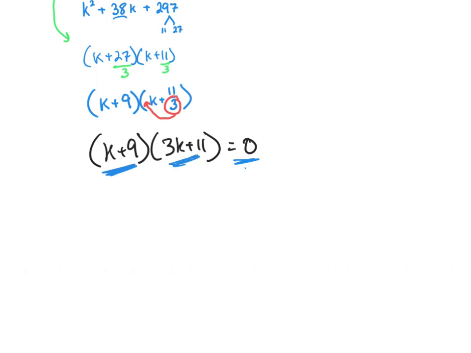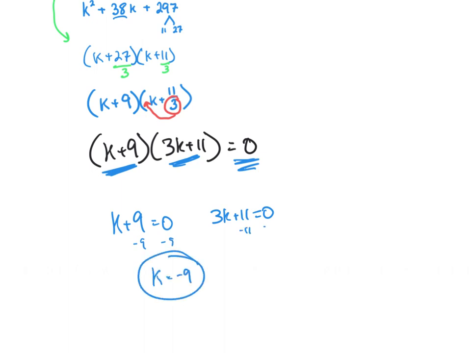If this group equals 0, the whole thing equals 0. So we're going to get k plus 9 equals 0, or 3k plus 11 equals 0. So subtract 9, so k equals negative 9. Subtract 11, 3k equals negative 11. K equals negative 11 thirds. Right, divided by 3 at the very last part.